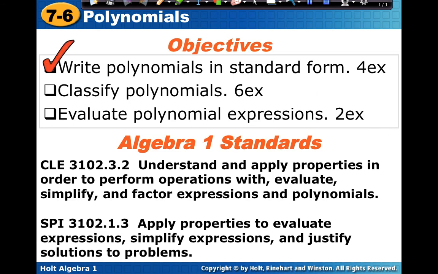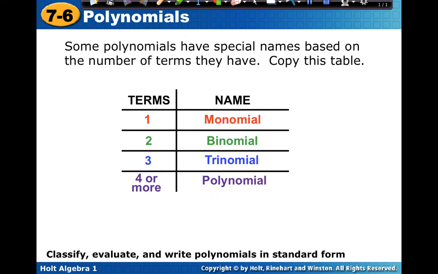All right, now you can write polynomials in standard form. The next thing we're going to look at is classifying polynomials. Some polynomials have special names based on the number of terms they have. We talked very briefly about monomials and polynomials in the first slide. Copy down this table with the number of terms, 1, 2, 3, and 4 or more, and then the corresponding names: monomial, binomial, trinomial, and polynomial.